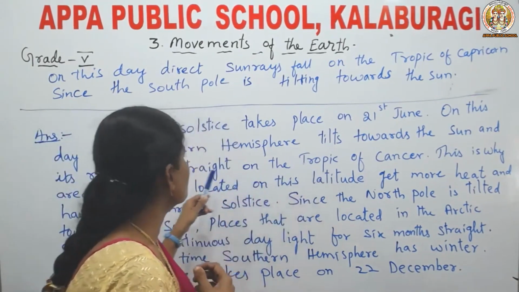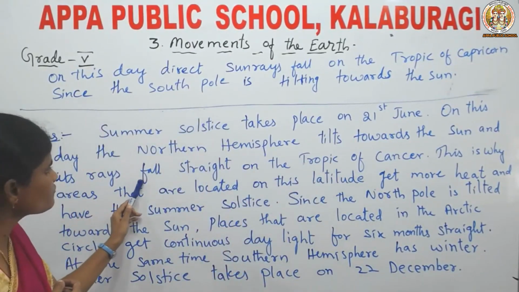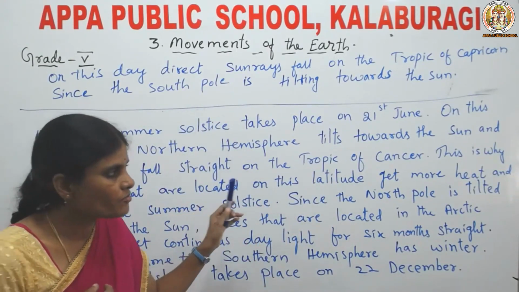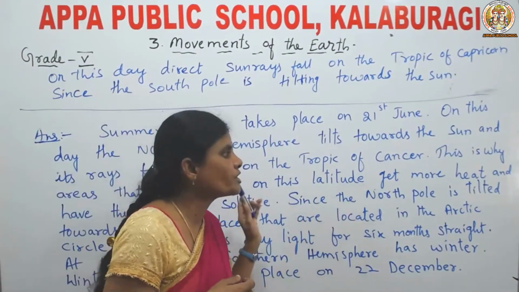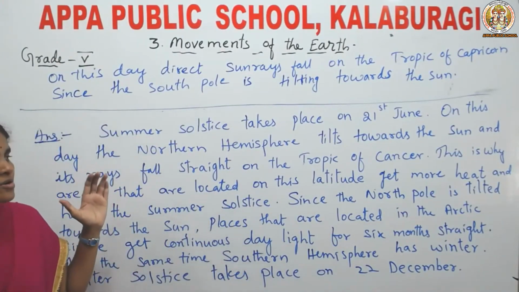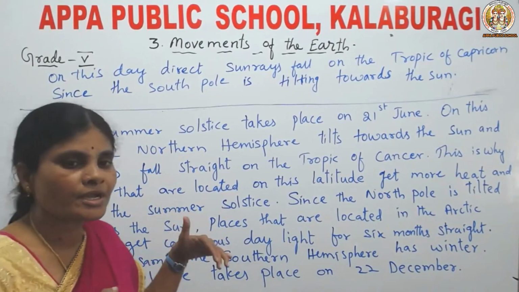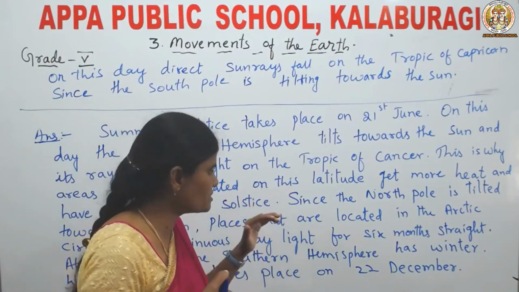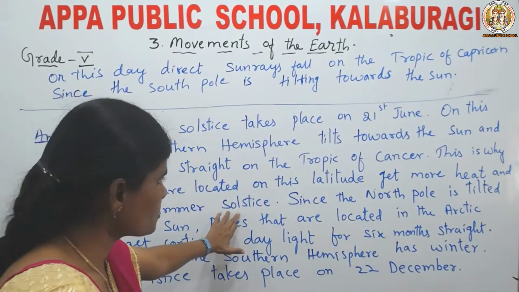That means the sun rays fall directly on the Tropic of Cancer. This is why areas that are located on this latitude get more heat and have the summer season. The areas which are located on that latitude receive more heat and get summer season.